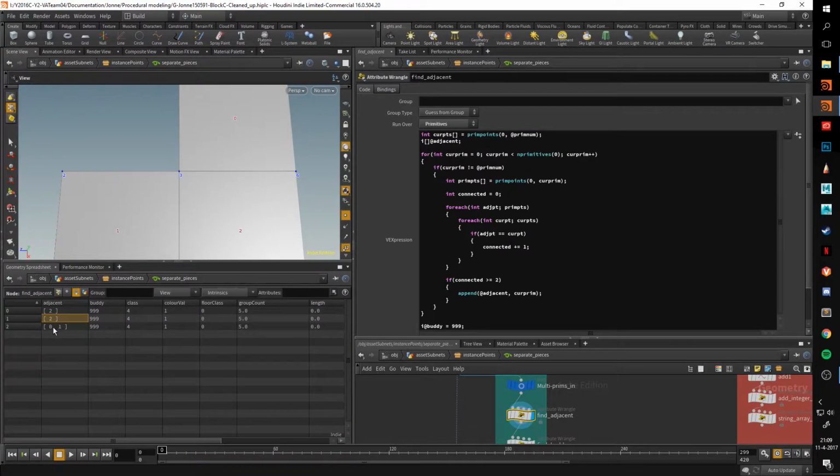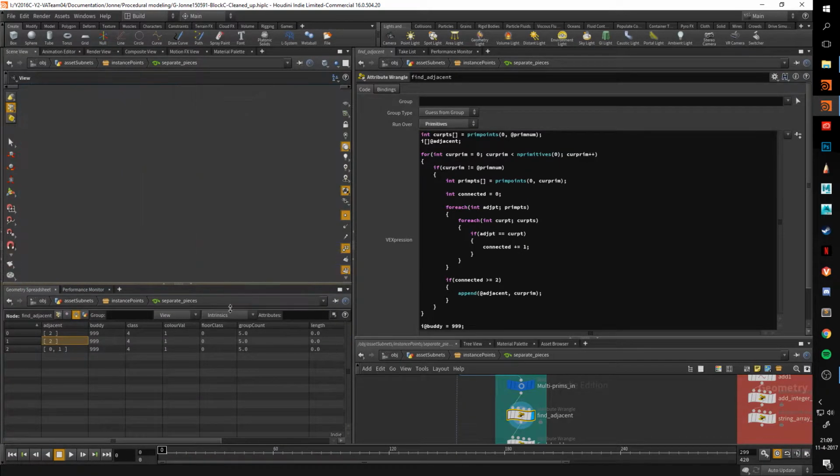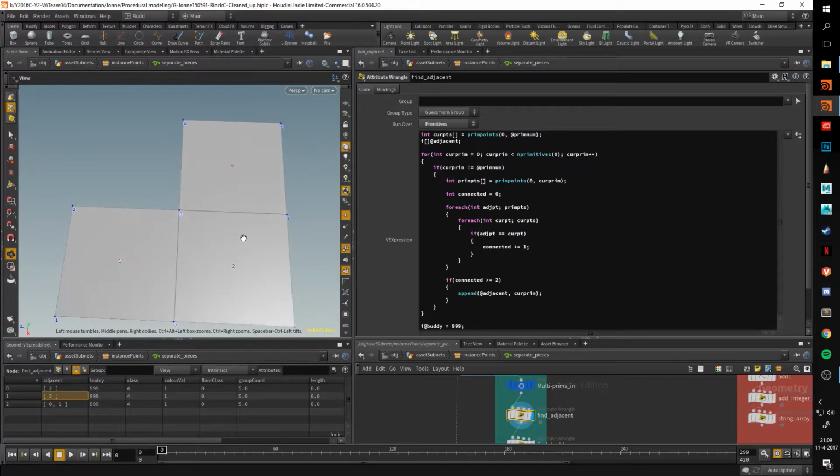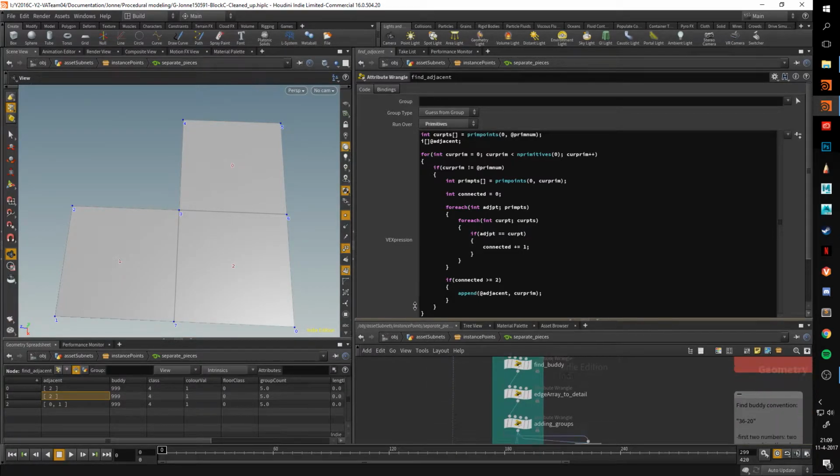And that's exactly what it does. If 2 or more points are found, that means that they're adjacent. If it's just 1, it can mean that it's diagonally adjacent, but here I'm looking for full-on adjacent. So here I add that to an attribute. You can see here in the bottom left that primitive number 0 has primitive 2 as adjacent, primitive 1 has 2 as adjacent, and primitive 2 has 0 and 1 as adjacent. Now there's a buddy attribute here set to 999 that's used in the node after this. So let's go there now.